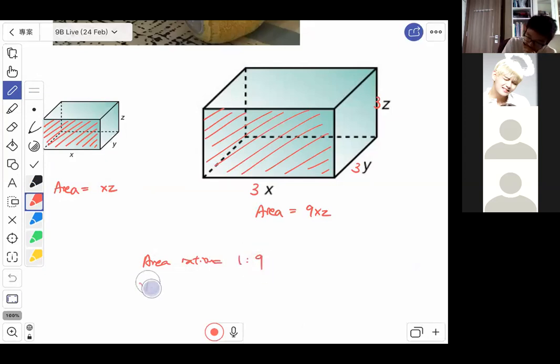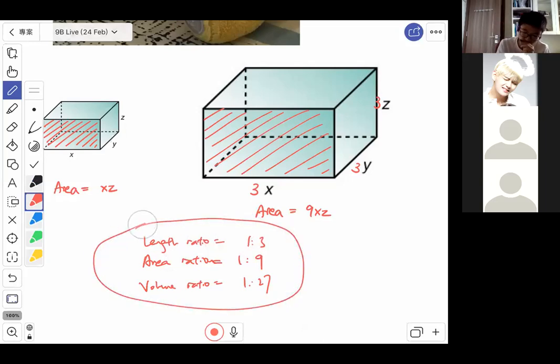So the area ratio will be 1 to 9. And then just now we said that the volume ratio would be 1 to 27. Length ratio is 1 to 3. Oh, okay, so actually this is the conclusion of today.